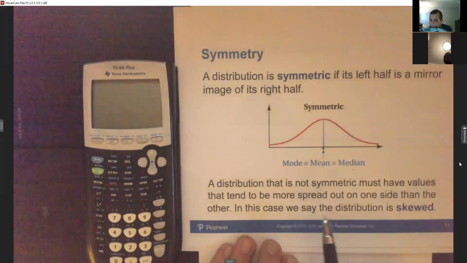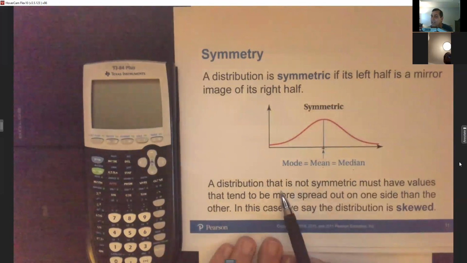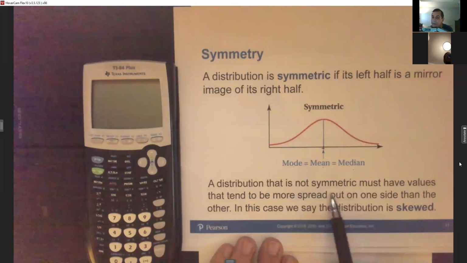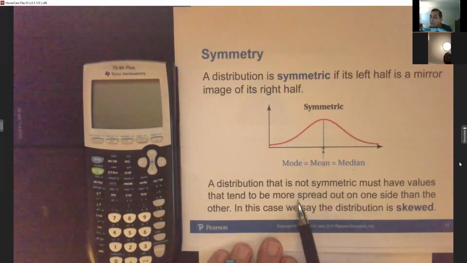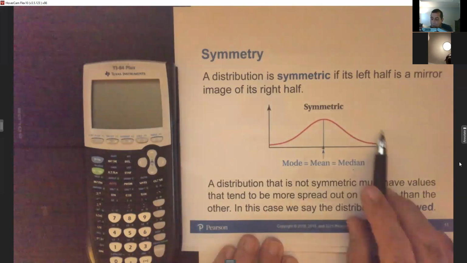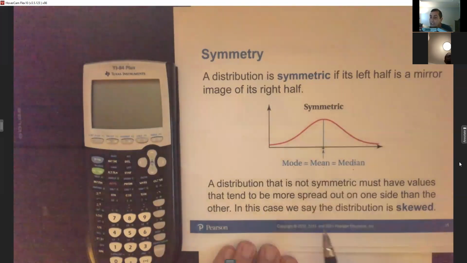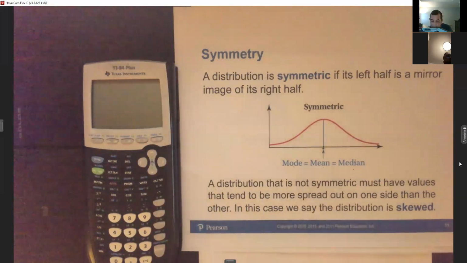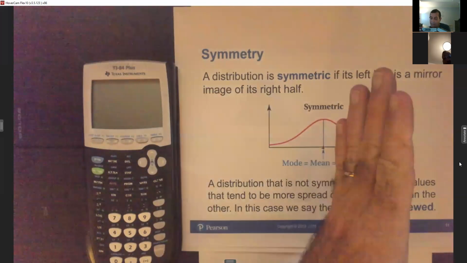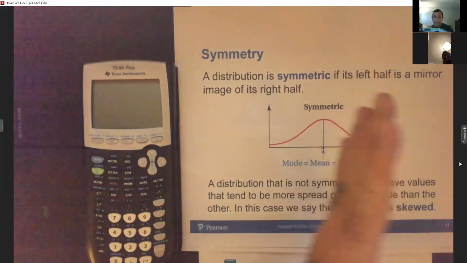Then notice, a distribution that is not symmetric must have values that tend to be more spread out on one side than the other. If it's got more data on one side or the other, we say they are skewed. So let me let y'all write some of that down, and then I'll bring up my next picture on skewed graphs. So notice symmetric, everything is perfect, mirror image.